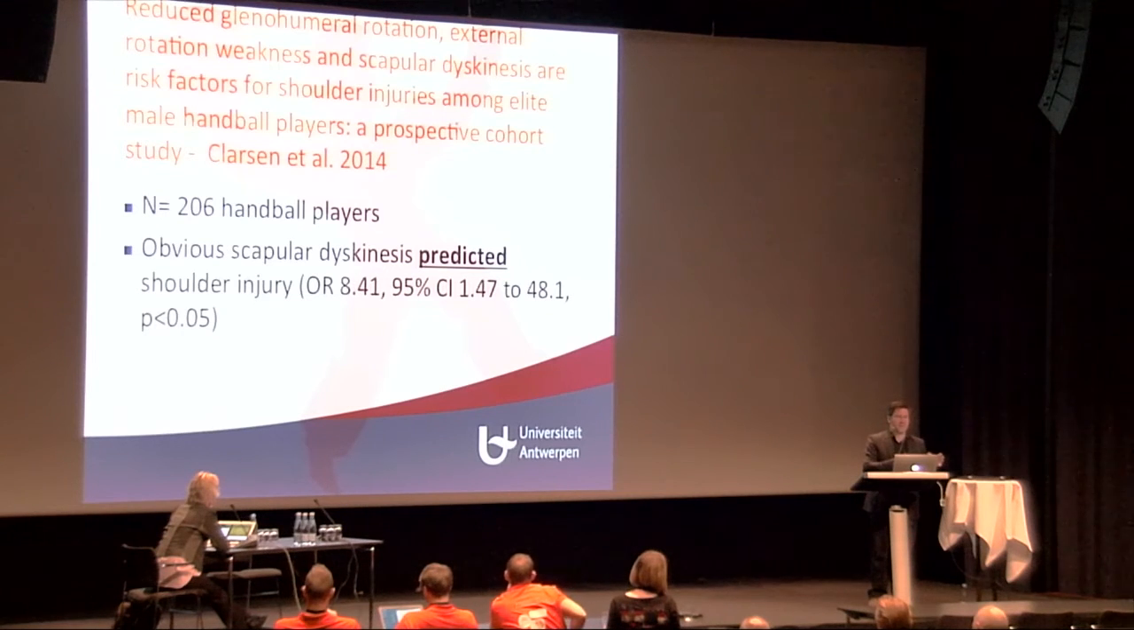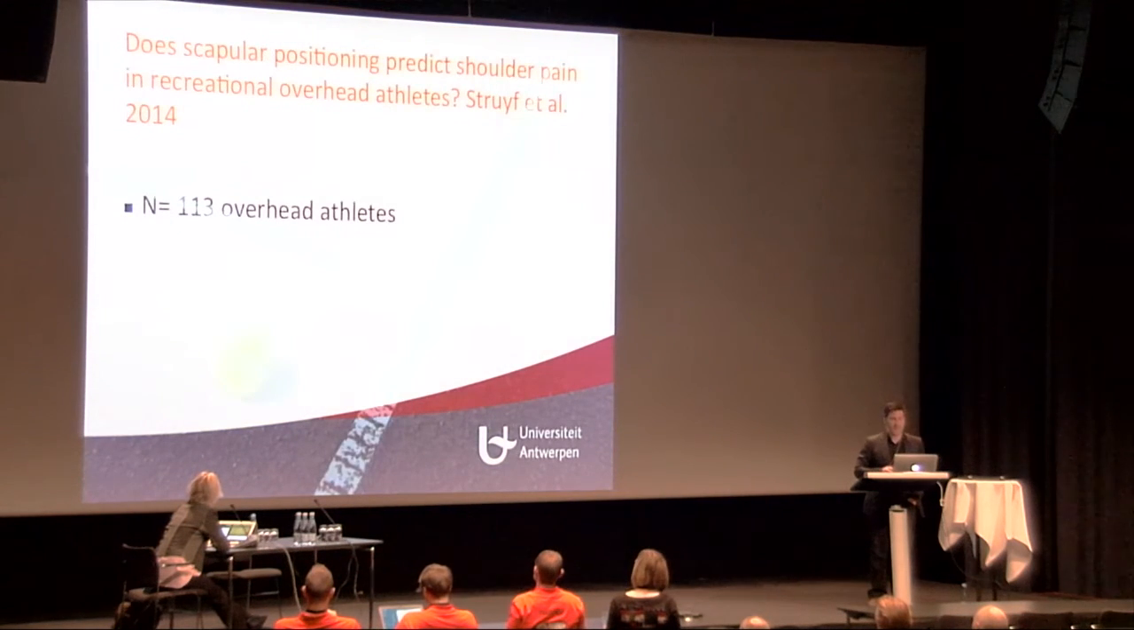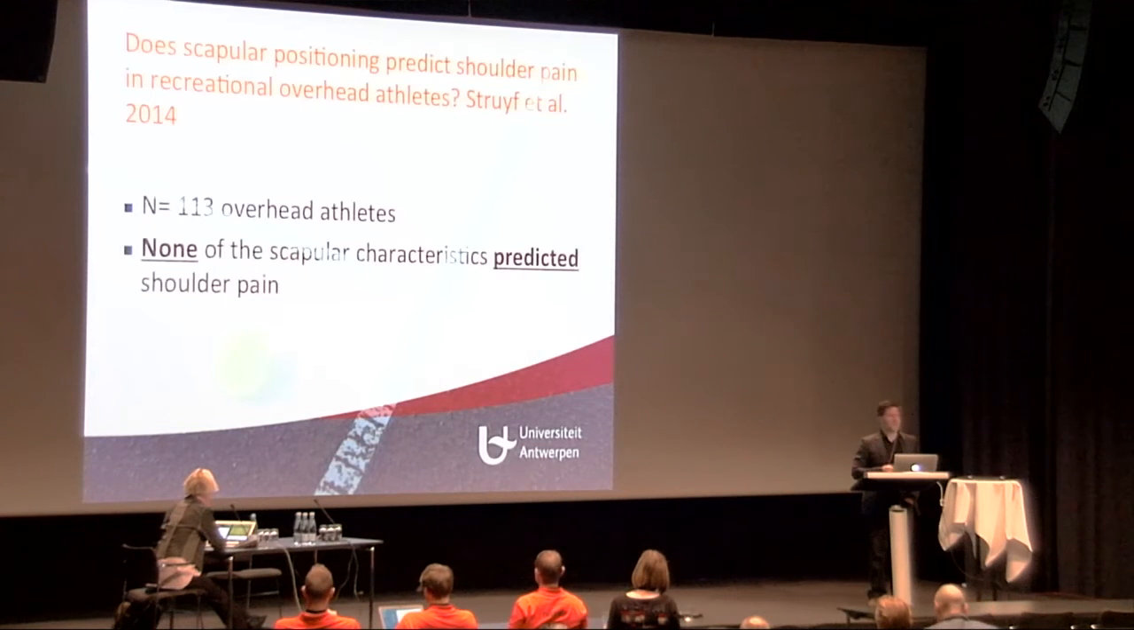Then the study we performed in overhead athletes, 113 overhead athletes. Our results were very clear. None of our characteristics predicted shoulder pain. And we measured scapular dyskinesis as one of the predictors, and scapular dyskinesis was not predictive for shoulder pain. In a follow-up study, we followed those athletes for 2 years, and we measured them in between, and never was scapular dyskinesis predictive for shoulder pain.